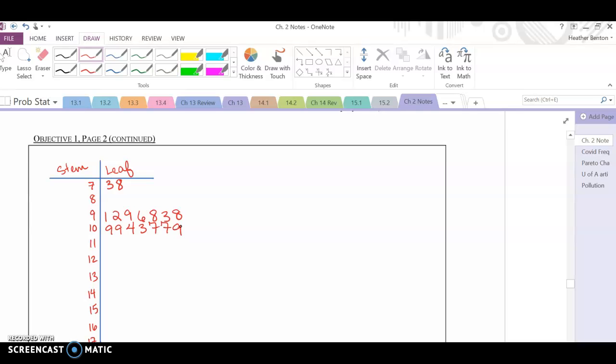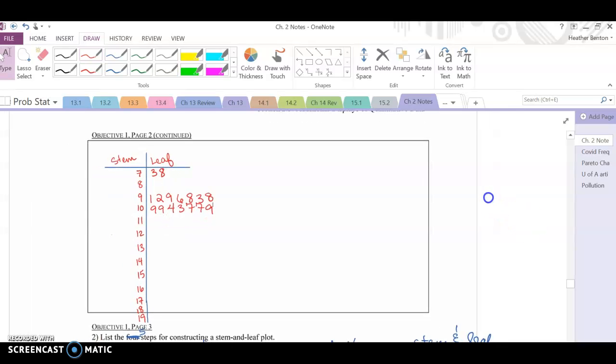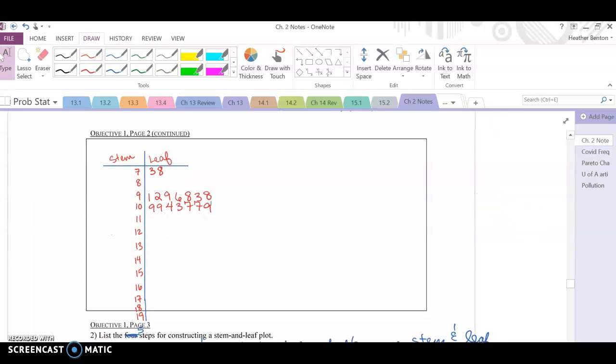All my leaves. Alright, so I'm going to pause the video because I think this could get really boring if you watched me do this whole stem and leaf plot, and I think you probably have the idea by now. So I'm going to pause the video, and when we come back, or maybe we should make this a you try. That's what we should do. You try, finish the stem and leaf plot.